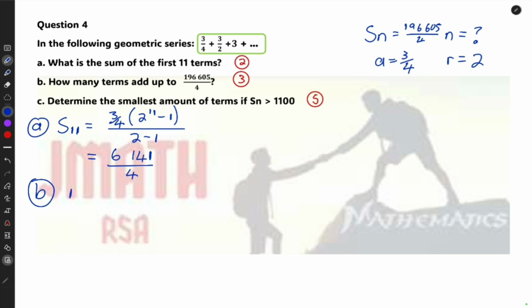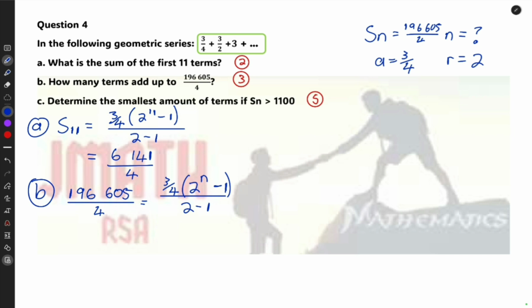Okay, so I'm going to do the Sn formula and just going to start with this big fraction on the side. That is equal to 3 over 4 in a bracket, 2 to the power n, is what I want to work out, and then over 2 minus 1. Firstly, 2 minus 1 is just 1, so luckily I can just ignore that.